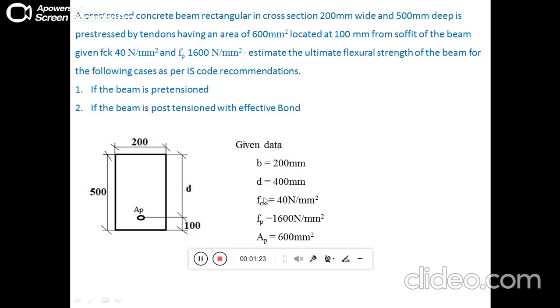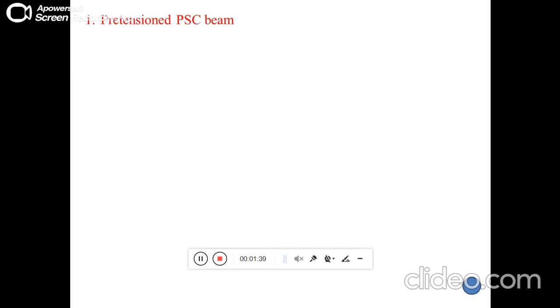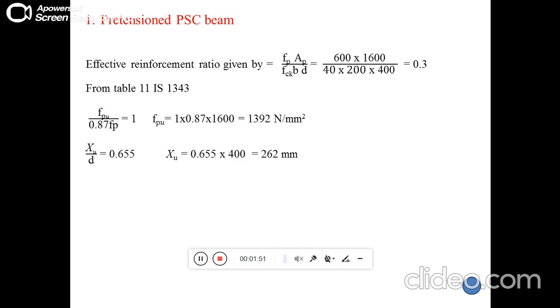So breadth is 200, depth we have calculated now, effective depth 400, FCK is 40 Newton per mm square, FP is 1600 Newton per mm square, and AP is 600 mm square. So as we know, the cross section is like a rectangle. We'll go with the first case. The first case is a pre-tensioned PSC beam case.